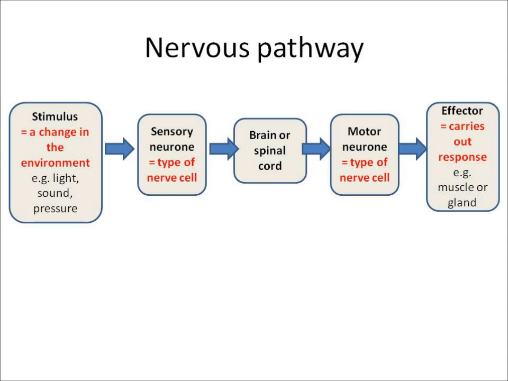So what happens then is there's another set of nerves called the motor neurons, and they take the information from my brain and spinal cord to my effectors. And my effectors might be my muscles, or they might be my glands. And after that I then have a response, and I respond to that stimulus.